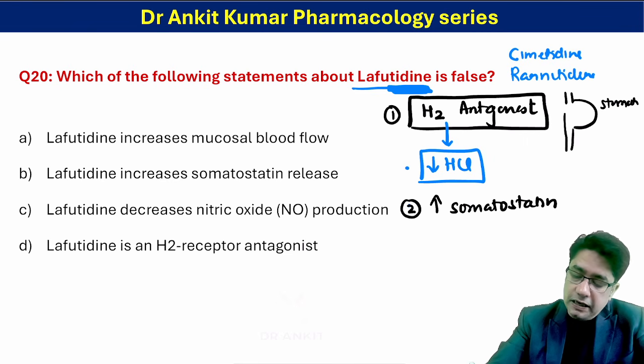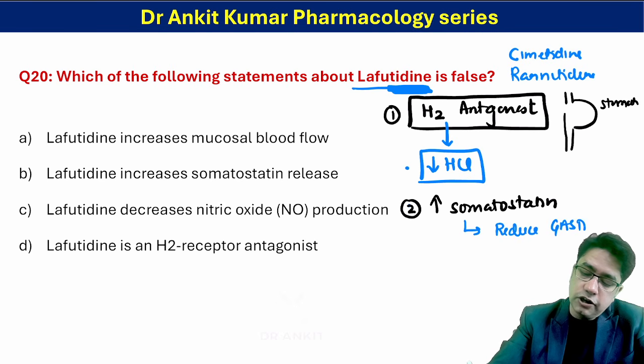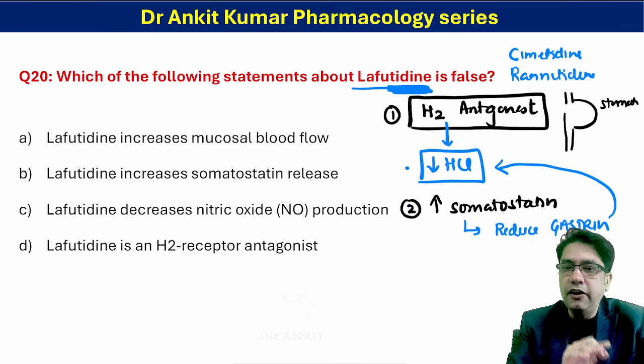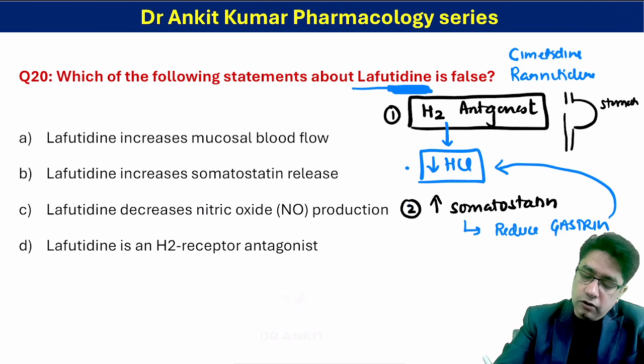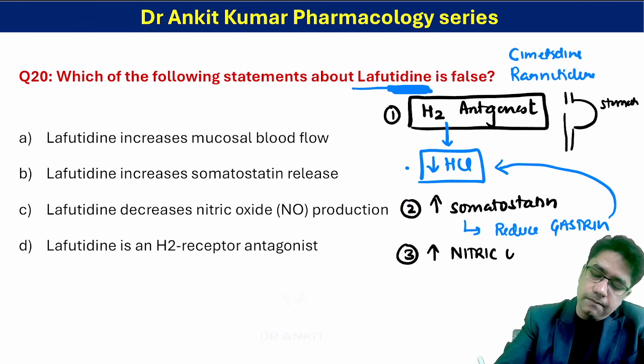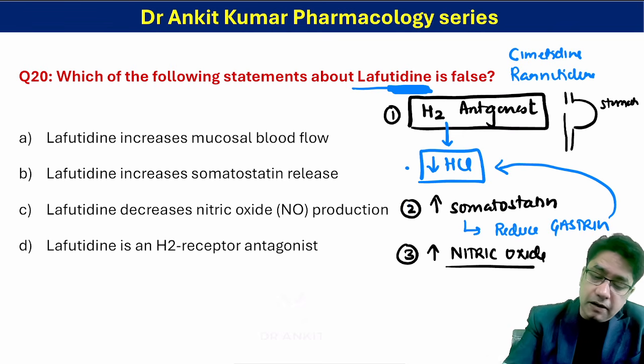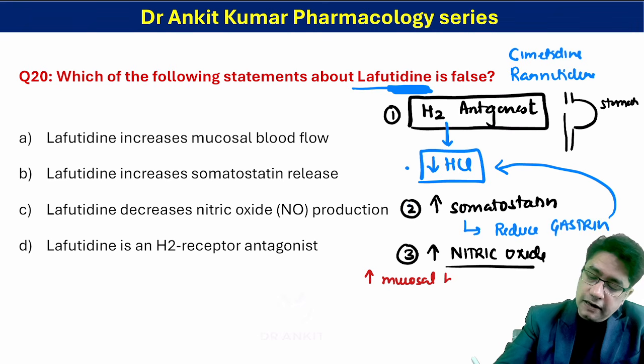Because it increases somatostatin level, somatostatin reduces gastrin production. It is an inhibitory hormone. By reducing gastrin production, it also has additional acid reducing property. And the third good thing about lafutidine is it also increases nitric oxide level. Now remember, we all know that nitric oxide is a vasodilatory molecule. It increases blood supply, so it increases mucosal blood supply to stomach.